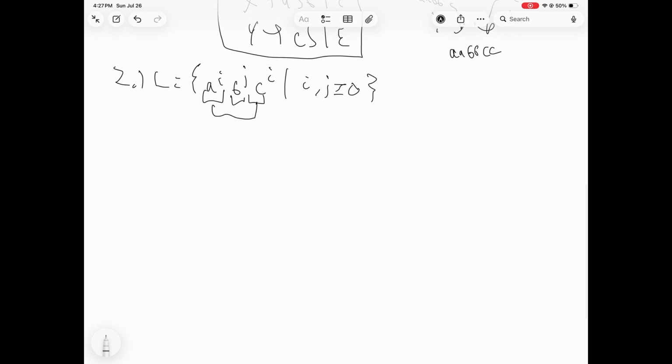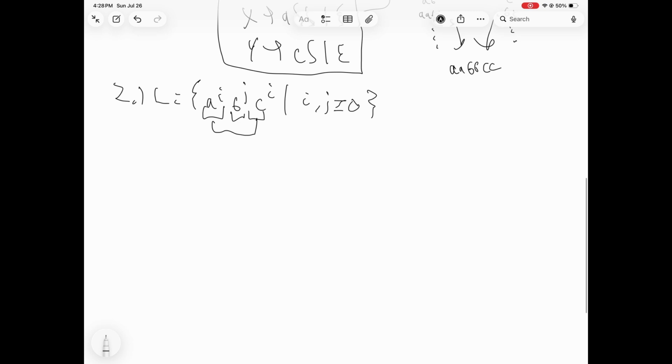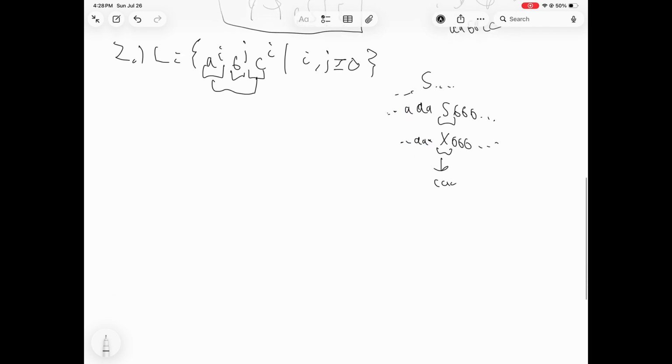But, so yeah, we can't split it up like this. However, we could think of it in terms of S, right? So a bunch of A's, dot, dot, dot, S, B, B, B. And in this middle part, maybe we could switch it to a different variable. B, B, B, and then in that variable X, we could put a bunch of C's. Okay? So we build the left side, we build the right side with a bunch of A's and C's.